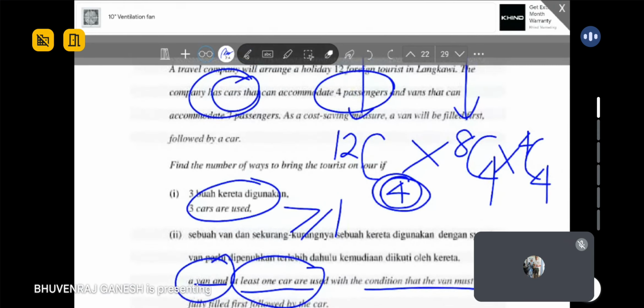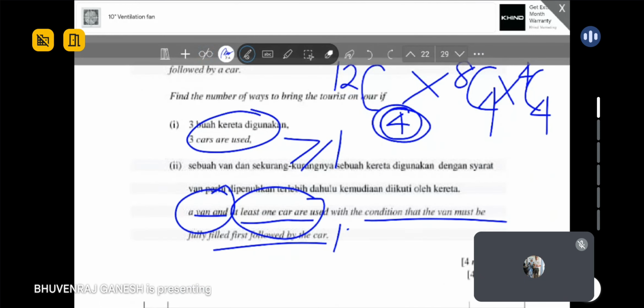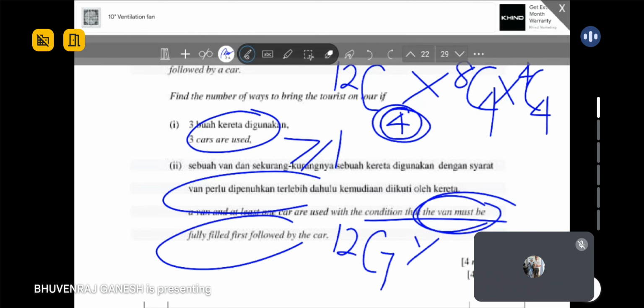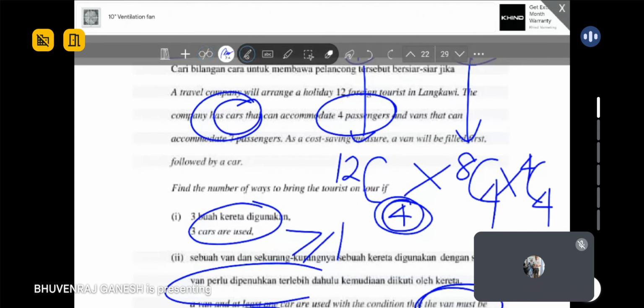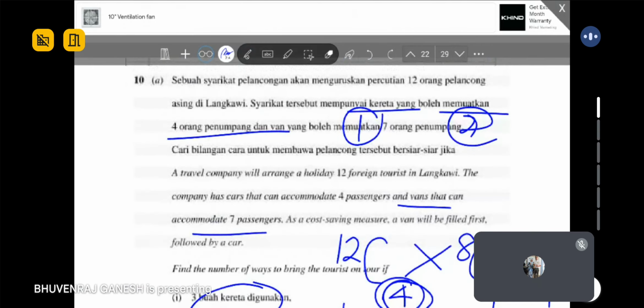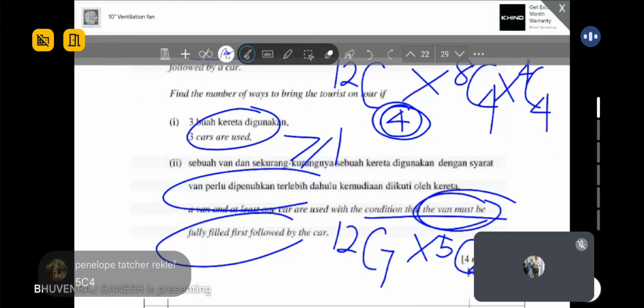So first one, of course, we are going to start with 12 passengers. We want to start with the van. Can you see, guys? The question says the van must be filled first. Van ni kena isi dulu. So you must start with 7, because the van can accommodate 7 passengers. 7 orang untuk van. Alright, so next, you go for the car. Now you are left with 5. Tinggal 5, choose 4 lah, because 1 car, 4 passengers.